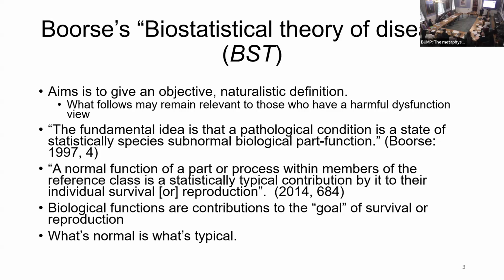Whereas with a selected effects account, it wouldn't matter. What matters to a selected effects account are long-run trends of average fitness effects across populations across a lifetime. So I think it is a defense of the BST. But it's right that Boorse does not like a kind of natural selecting up. He doesn't want a selected effects account.